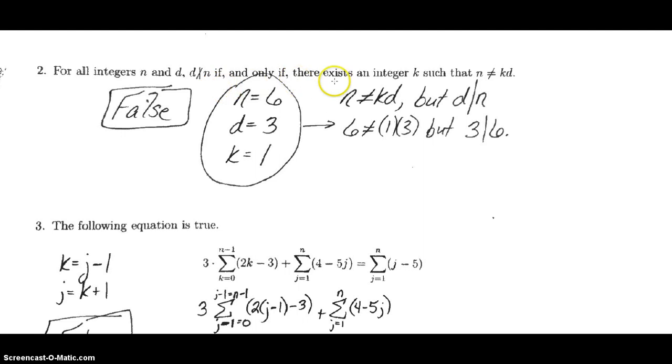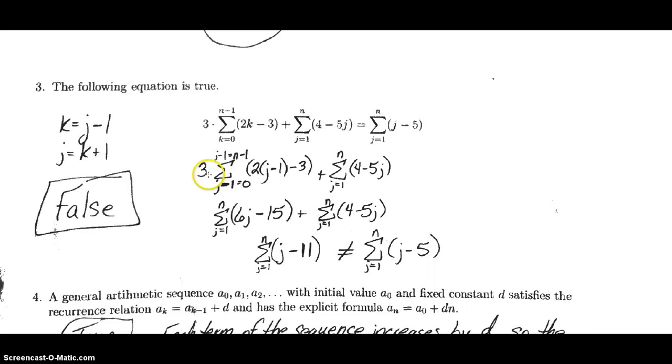So all I need to do is find an example where there's an n and a d where n does not equal kd, but d still divides n, and there would be plenty of examples for that. Third one, this one just takes a little bit of manipulation with the summations, and it turns out it almost is true. The only problem is when this k gets replaced by the j minus 1, that does affect this number here, this 11 at the final step.